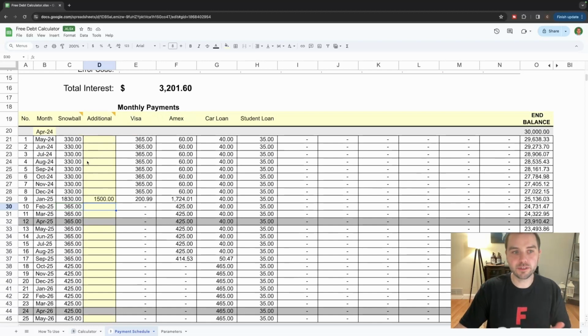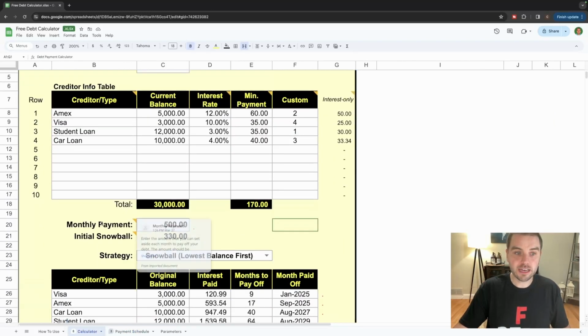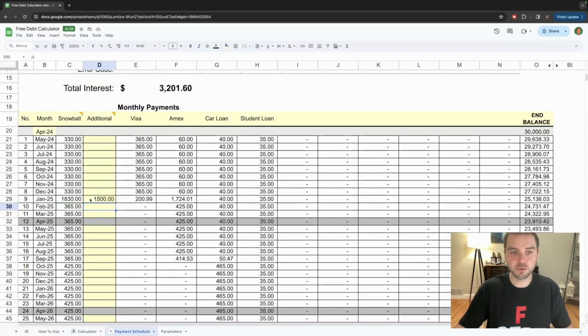Now, if you are going to just be paying the same amount every month, I would recommend adding that in here on the calculator tab to monthly payment, because that is where you should be. If it's a reoccurring amount that you believe that you'll be paying, you should just be putting it here. Again, like one-off bonuses or any extra money like that, birthday money, throw it in there, right?